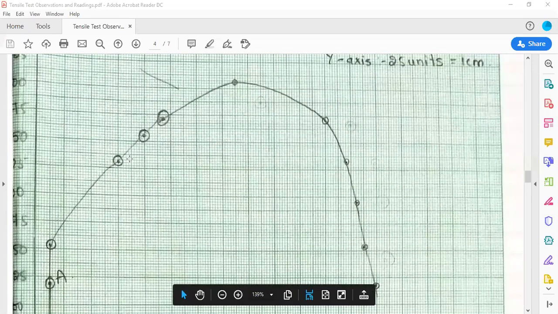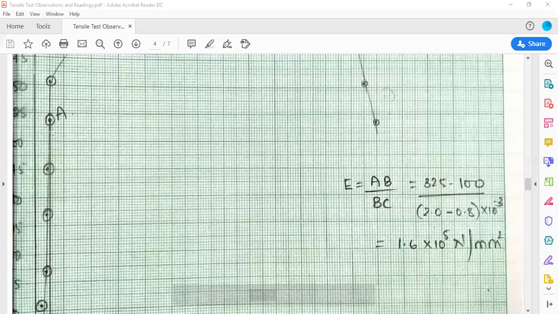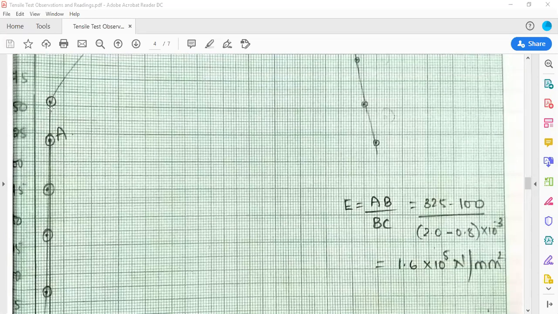And this is the ultimate, and this is the proportional limit, where the stress will be directly proportional to strain. Up to this point, Hooke's law is obeyed. Hooke's law states that stress will be directly proportional to strain up to the elastic limit. This is the elastic limit. After that, you will see the plastic region. Plastic is nothing but permanent deformation in the member. Elastic is where, after unloading, the specimen is going to regain its original shape and size.